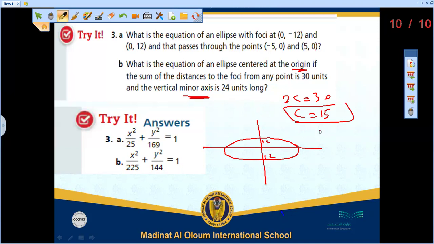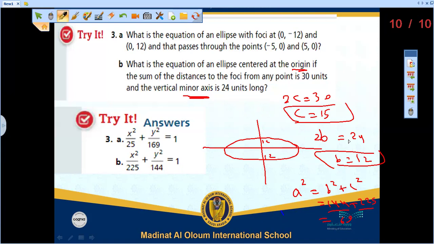It means it's also given B. 2b is 24, it means b is 12. Now I need A. A squared equals B squared plus C squared. It means 144 plus 225, which is 15 squared and 12 squared. Makes what? 9, 6, 3.